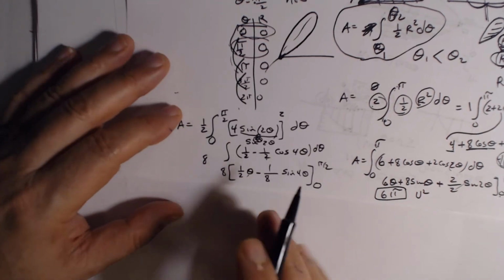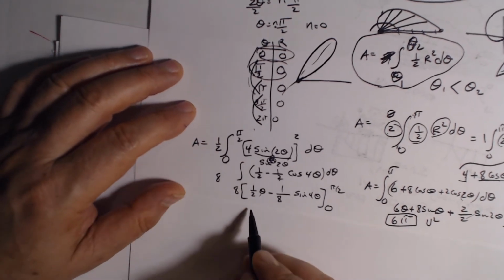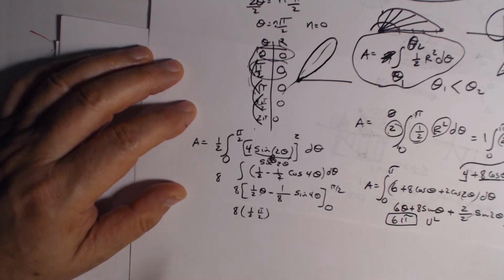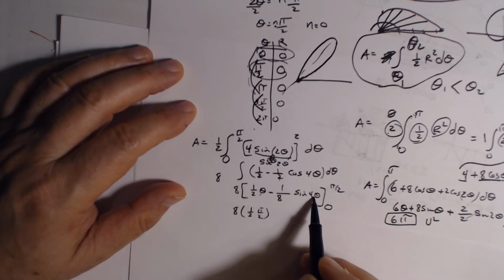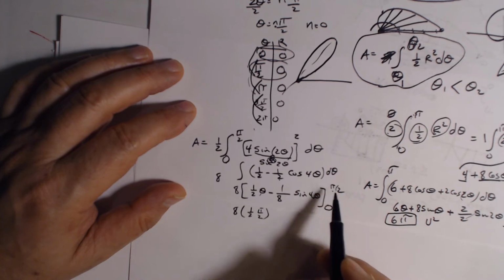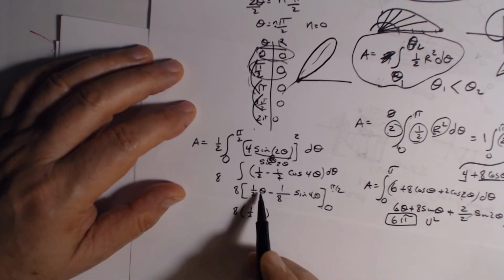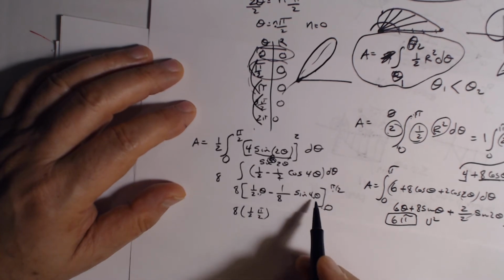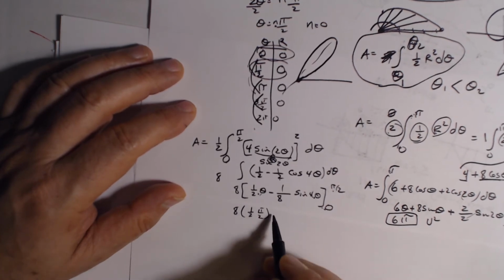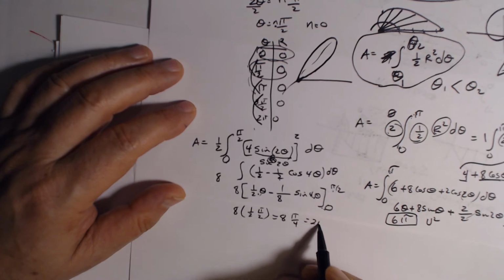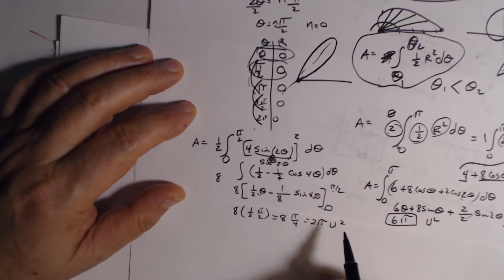And what happens if I put pi over 2 for theta? It becomes 1/2 times pi over 2. And what happens if I put pi over 2 for theta in the sine? 4 times pi over 2 is 2 pi. Sine of 2 pi is 0. 1/2 times 0 is 0. And sine of 0 is 0. That's all your answer: 8 times pi over 4, and it's 2 pi unit squared.